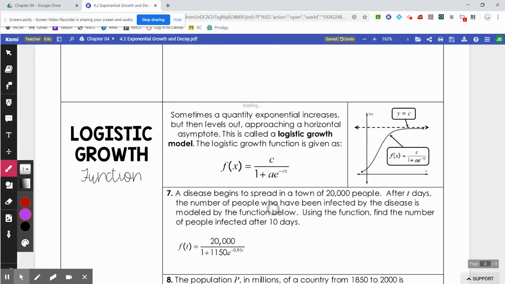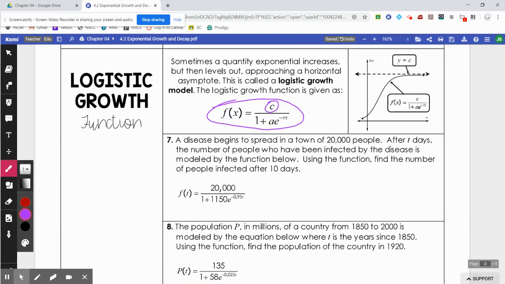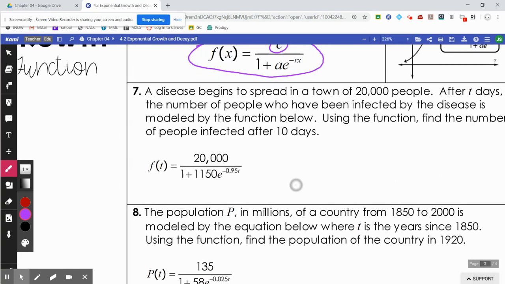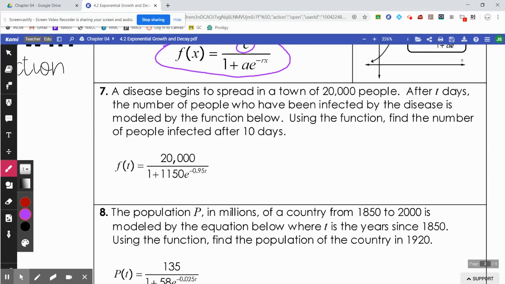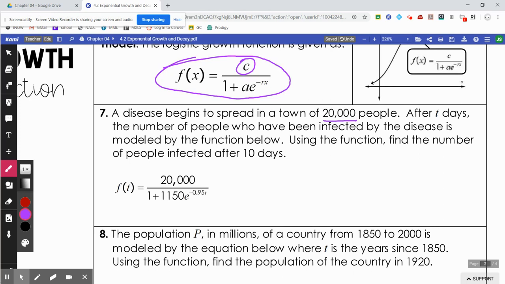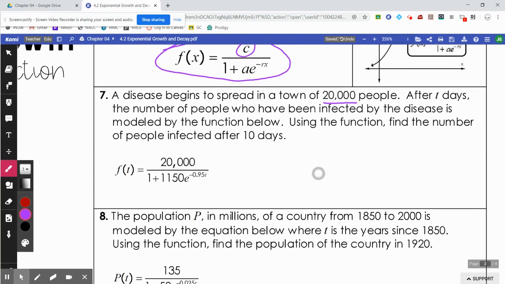Let's see if it gives, and it doesn't. You don't have to know what anything stands for. They actually give you everything. It says a disease begins to spread in a town of 20,000 people. So obviously, not more than 20,000 people can catch it. So it's going to have a horizontal asymptote line of 20,000 people. After T days, the number of people who are infected by the disease is modeled by the function below. Using the function, find the number of people infected after 10 days.